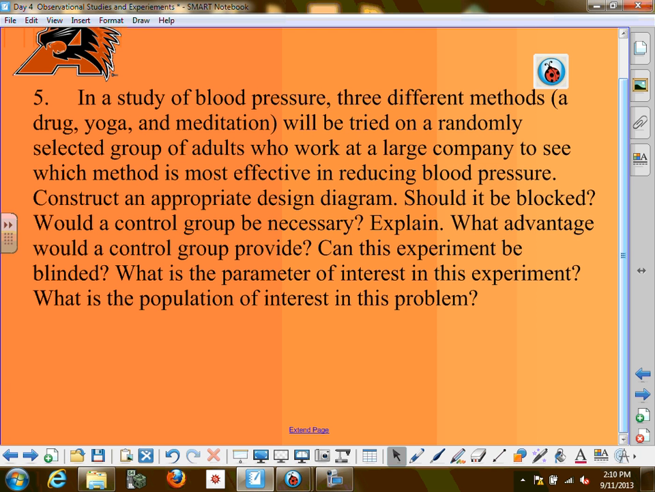I want to see which is the most effective method in reducing blood pressure. Conduct an appropriate design. Okay, did anybody think that there should be some kind of blocking? Is there something that you think will affect blood pressure that you need to control? Okay, so some people said no. Those people who said yes, let me hear your reasons.